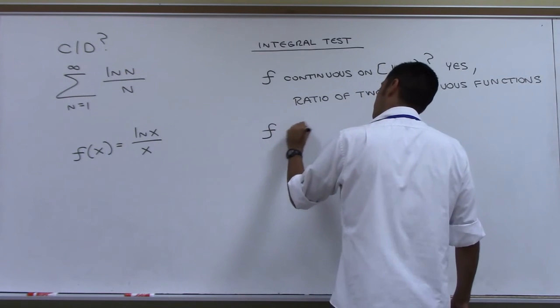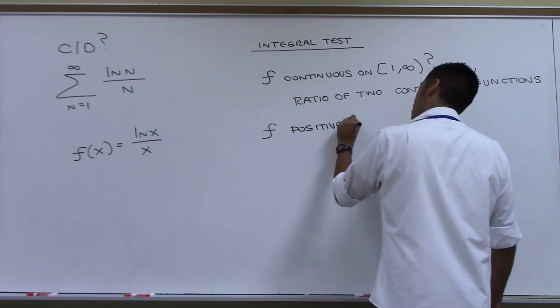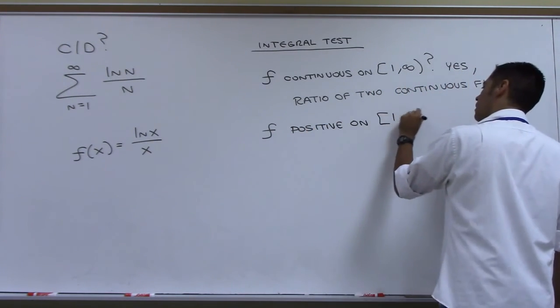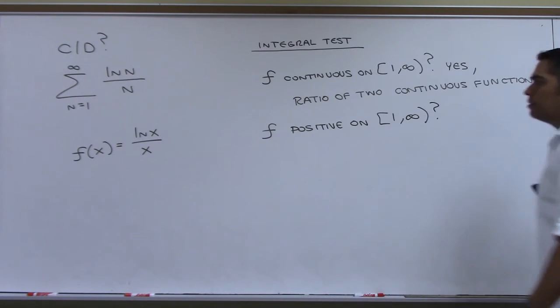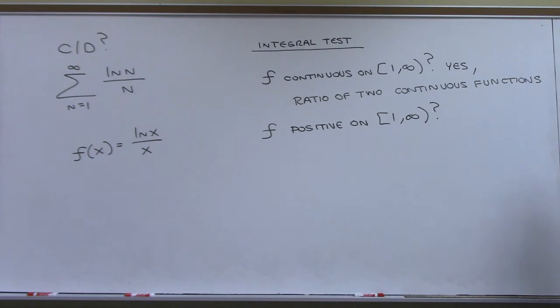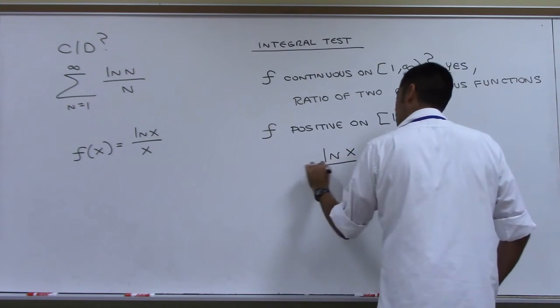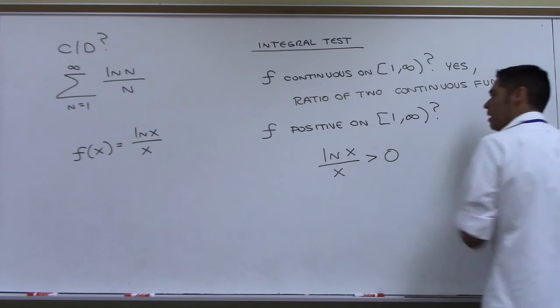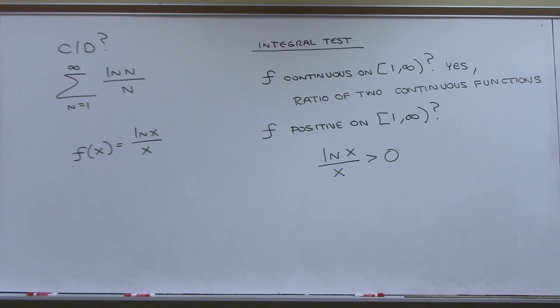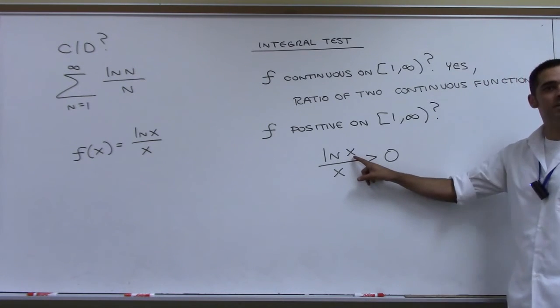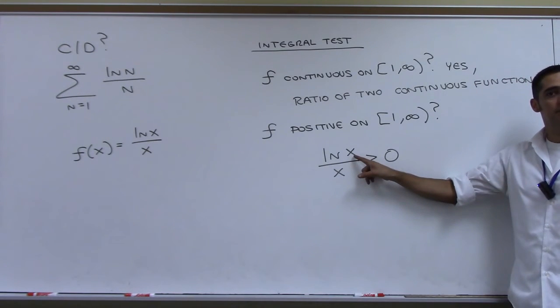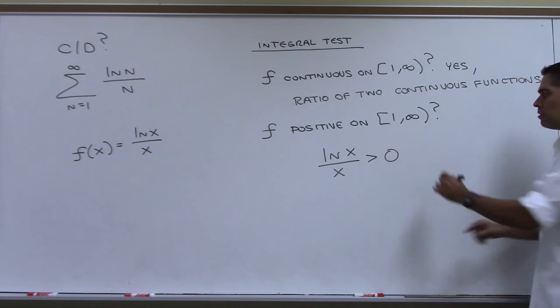F must be positive on the interval. Question, is that true? It is? Okay, so let me show you why it's positive. I need to show you that natural log of x over x is greater than 0, right? That's what I need to show you. Is that true? Is natural log of x always positive? Not always, right?